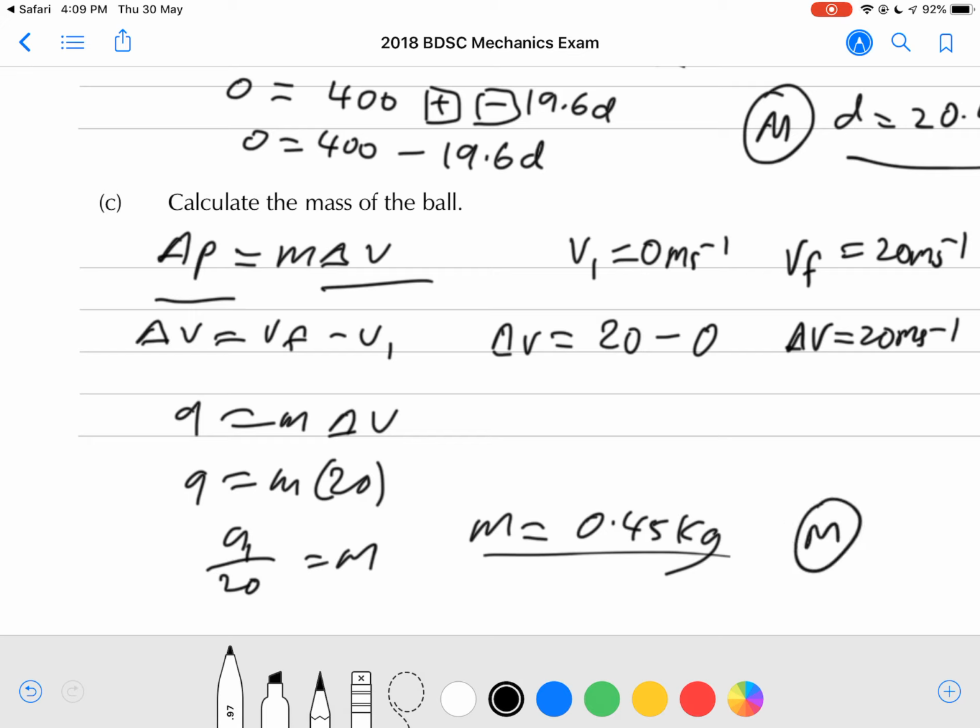An achieved grade is demonstrating the understanding of the impulse equation, so change in p equals m change in v. That'll get you an achieved.